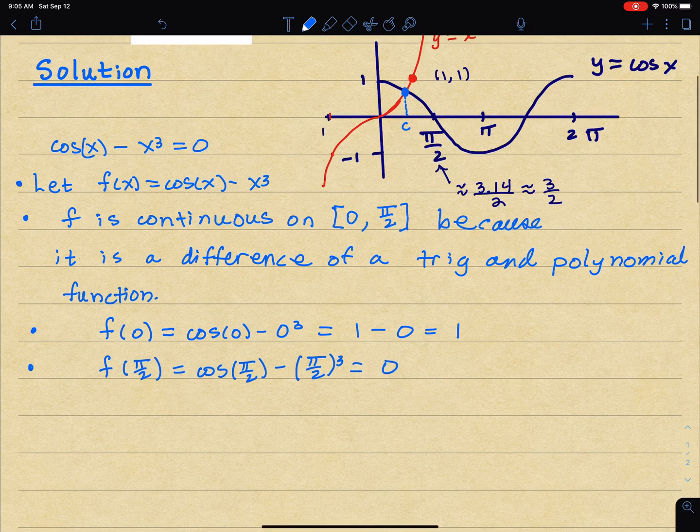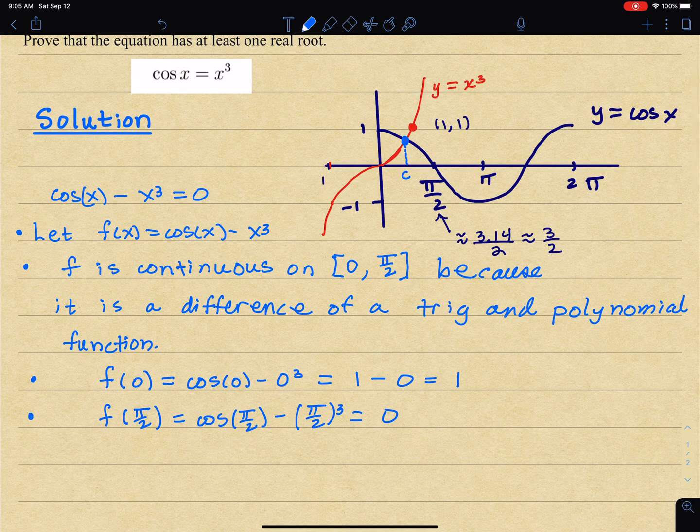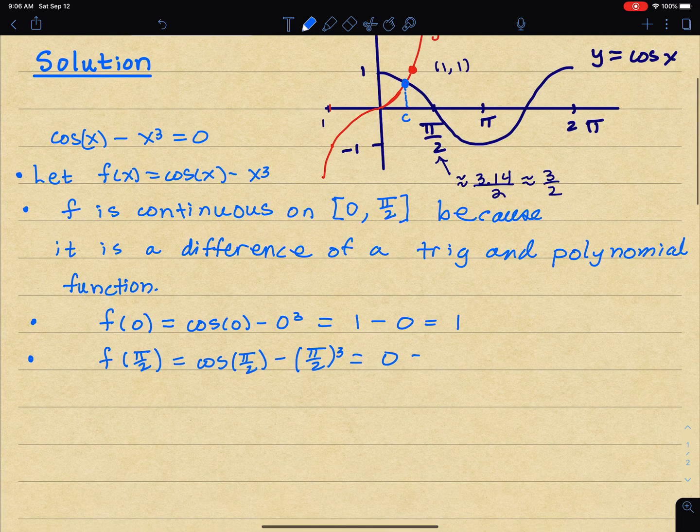Now, why am I easily saying that? Because I know this graph. I'm referring to the graph that at pi over 2, I see that cosine x intersects the x-axis. And then I subtract pi over 2 to the third power. I could simplify that or not. It really doesn't matter that much. But what I see is that at 0, the function's positive, and then at pi over 2, the function's negative.